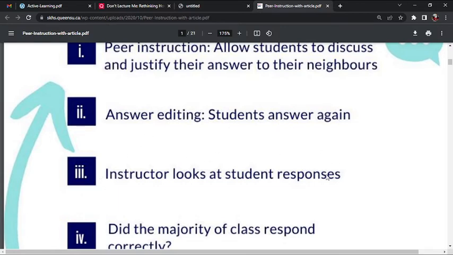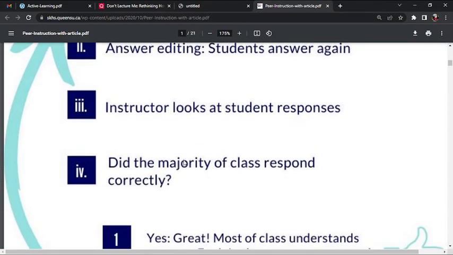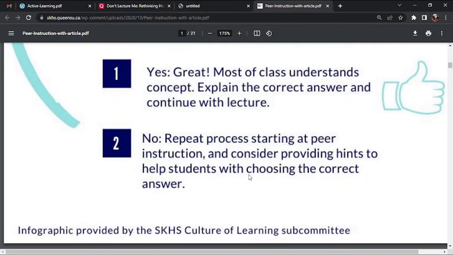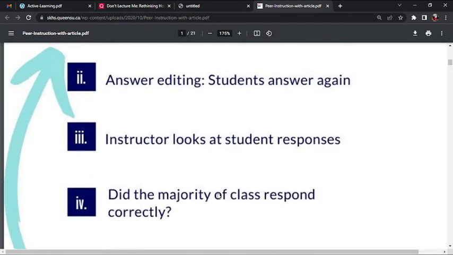Instructor looks at the student responses. Did the majority of the class respond correctly? Yes, great. Most of the class understands the concept. Explain the correct answer and continue the lecture. No, repeat the process starting at peer instruction and consider providing hints to help students with choosing the correct answer. So this infographic has been provided by the SKH Culture of Learning Subcommittee.